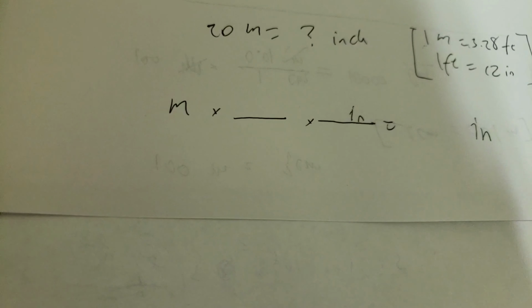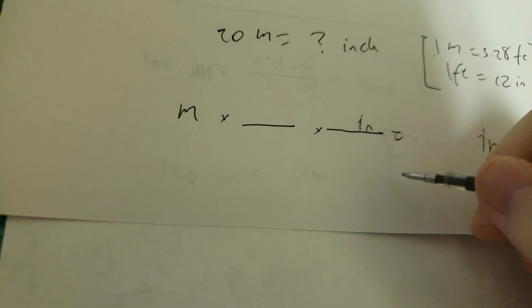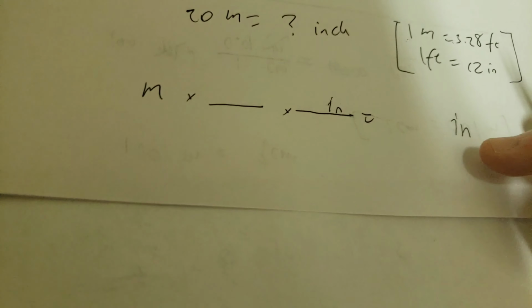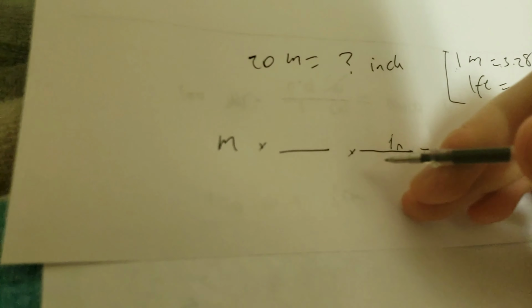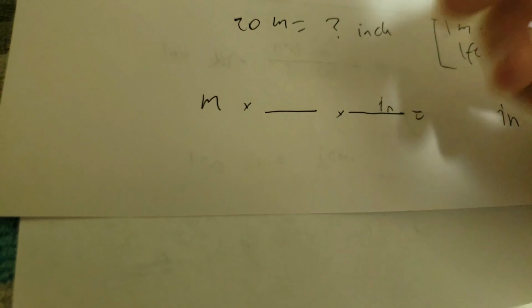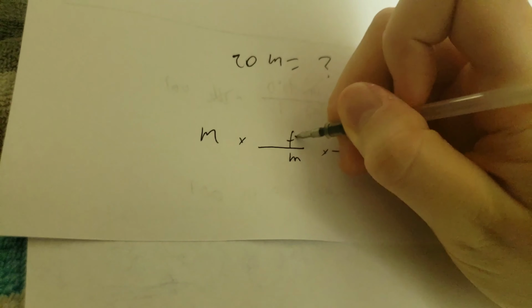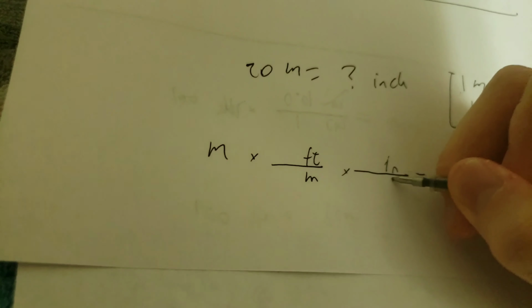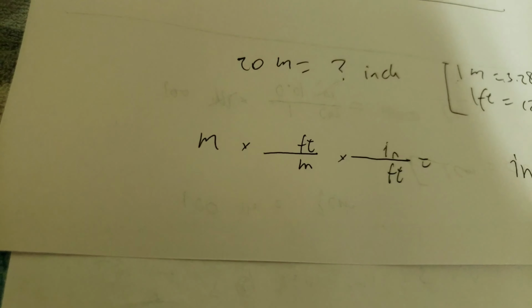But an issue is we do not know the direct conversion between inch and meter. We know inch and foot, and foot and meters, but we don't know inch and meters. So we are going to have one extra step. We're going to convert meters to feet first. So meters on the bottom, feet on top. Then we're going to convert feet to inches. So feet on the bottom, inch on top.